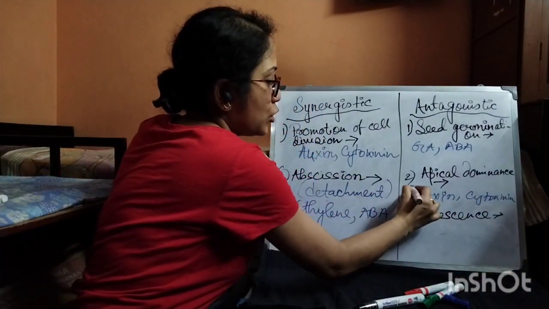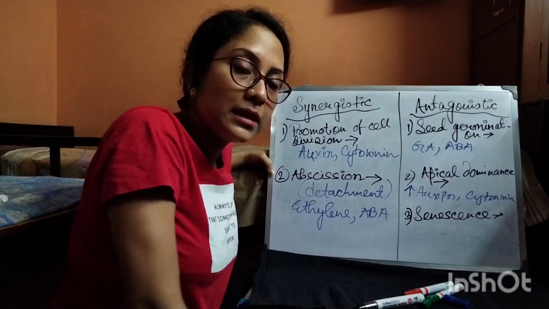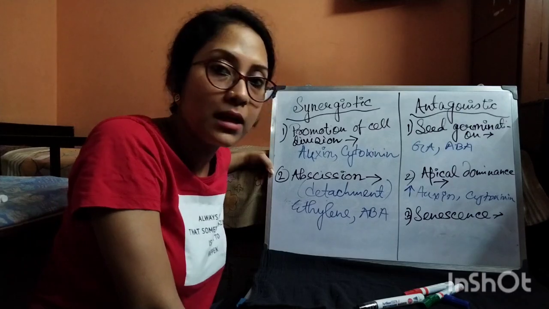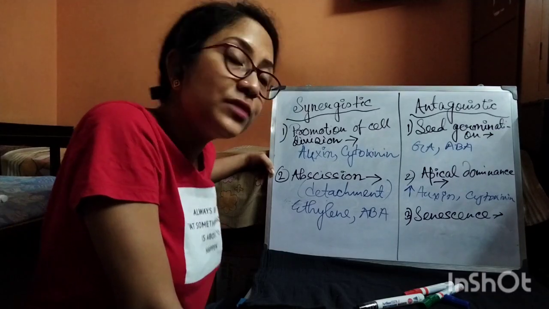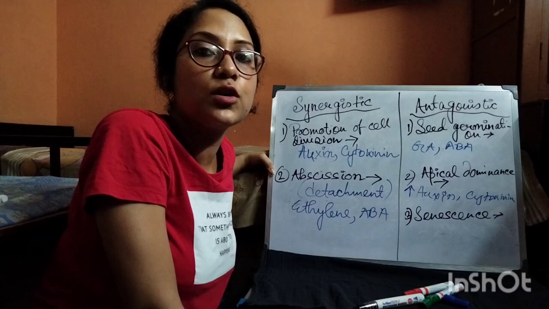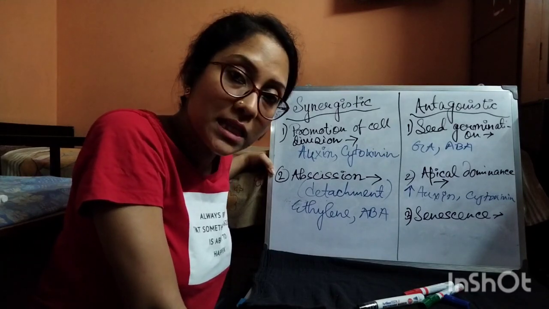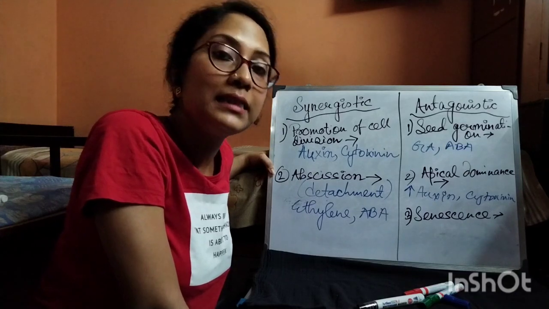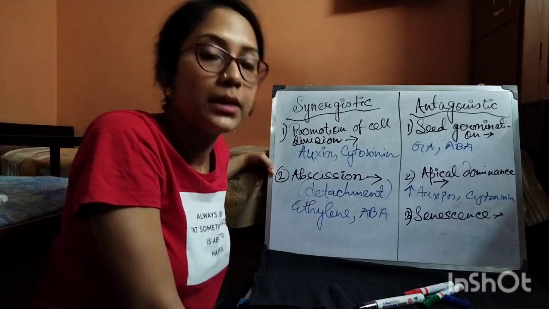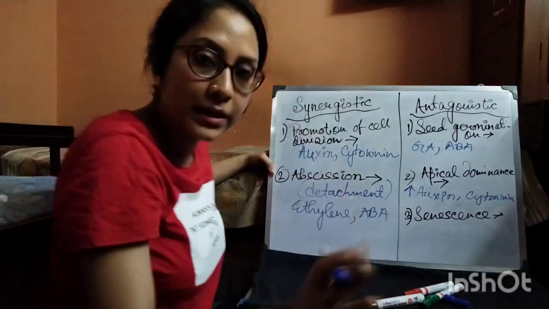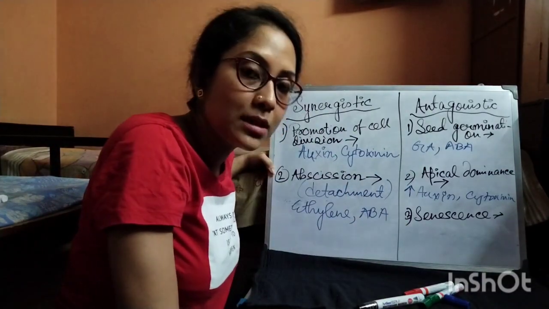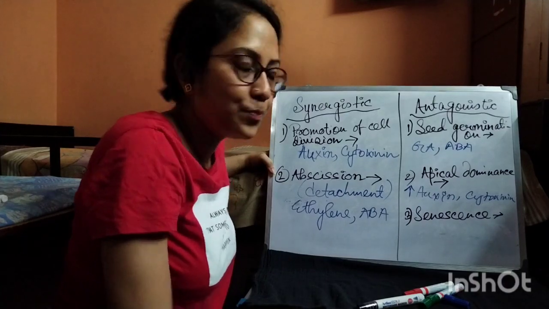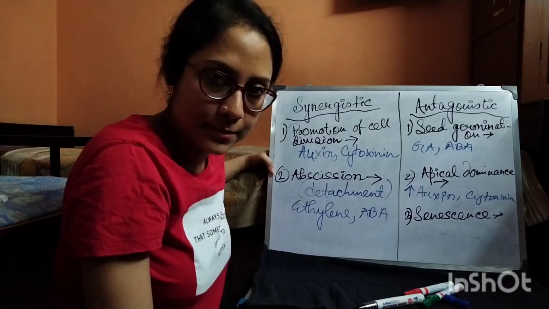Auxin will promote apical dominance. In the presence of enough concentration of auxin, only the apical bud will form, not the lateral bud. But if the cytokinin concentration is much higher than the auxin, then there will be no apical dominance seen. Only the lateral buds will form. Okay. So in this manner, in case of apical dominance, the auxin and cytokinin act in an antagonistic way. And the last part is senescence.